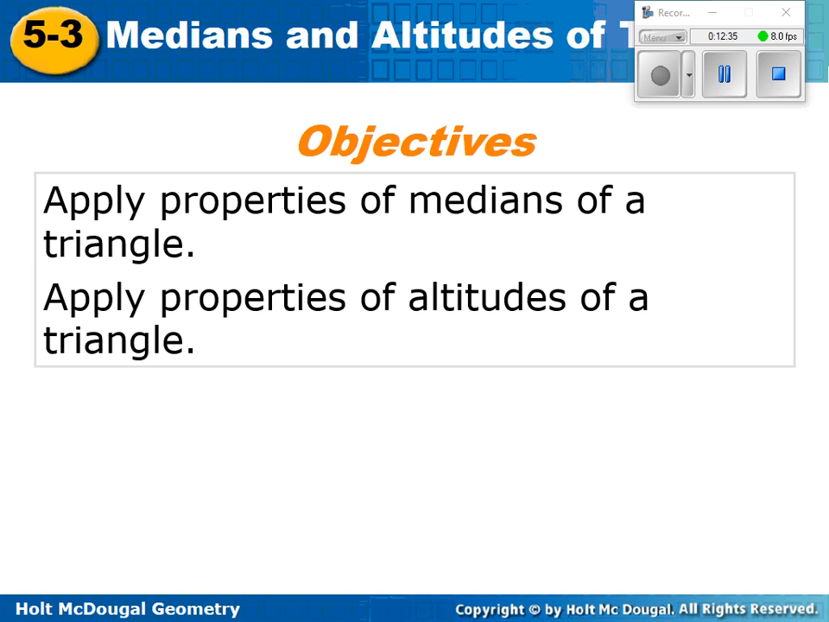So the next 2 things we're going to talk about are medians and altitudes. We've talked about perpendicular bisectors, angle bisectors. I'm going to add up here, by the way, that these are always inside the triangle. So it doesn't matter whether it is right, acute, or obtuse. It's always inside the triangle. Okay, next 2 things we're going to talk about, medians and altitudes.